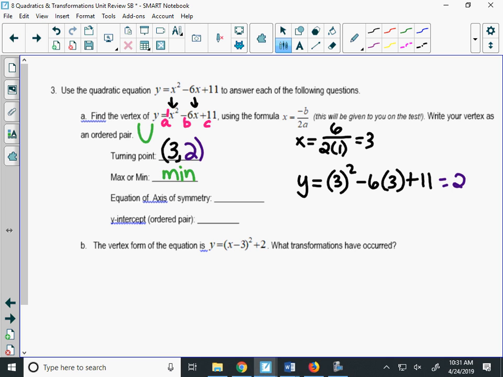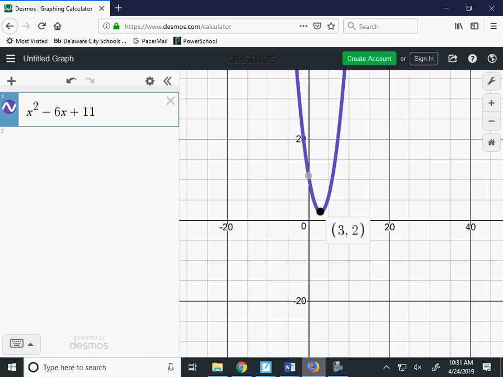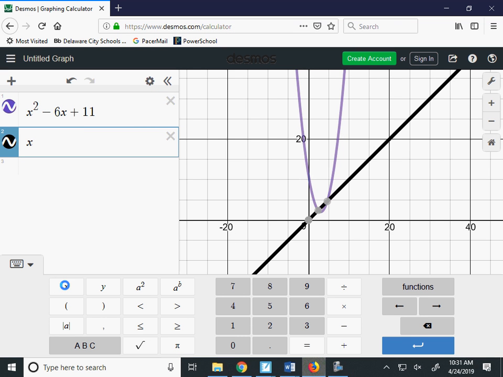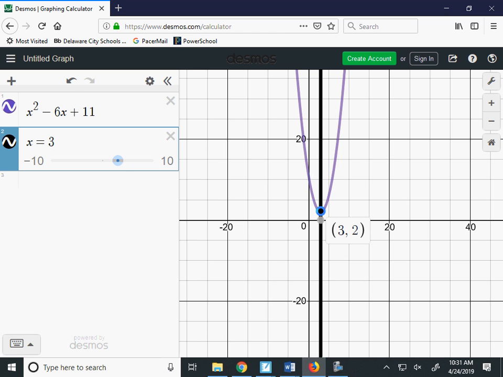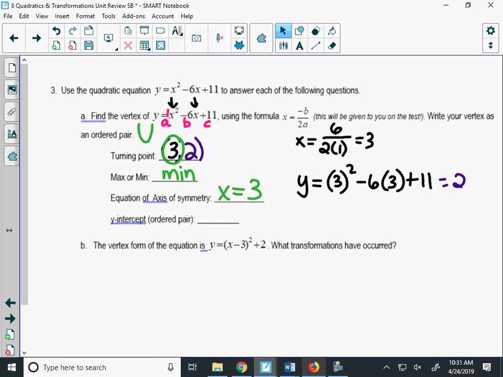The axis of symmetry is always x equals the x value from the vertex. Again, if you wanted to check that on Desmos, graph x equals 3. You'll see that that line goes right through the vertex in the center of the graph.